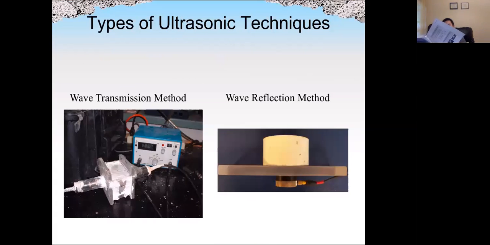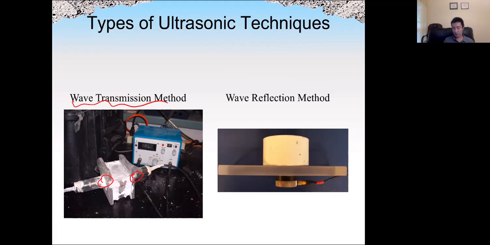All right, and then let's look at a couple of ultrasound techniques and machines. Okay, so this is one of the instruments. As we can see, we have two parts. One part sends the wave, the other part receives the wave. So the receiver and the generator, the sender, are two separate parts. Okay, so we call that the wave transmission method.